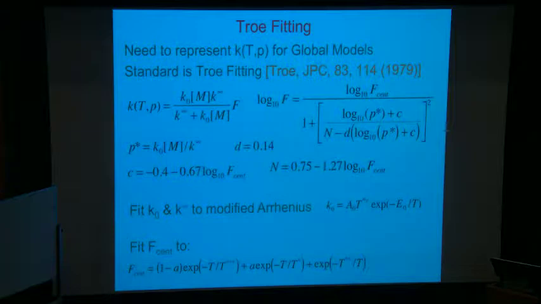Pressure dependence, the modelers don't let us do very much. The standard they like is the Troe fitting. There are a few other approaches, but they also have great limitations.